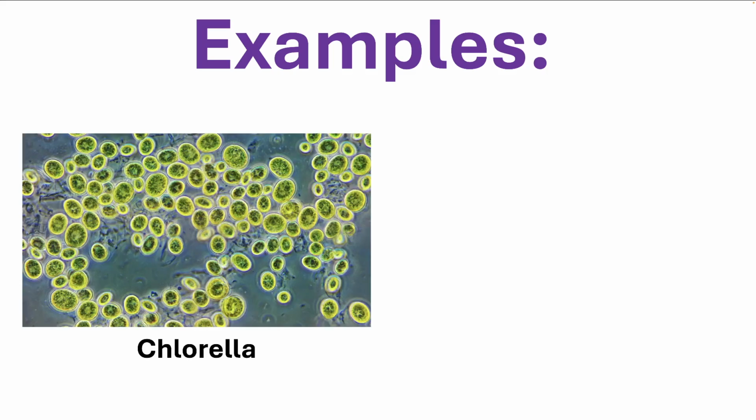As far as examples go, you have to know these two protoctists. The first is chlorella, which is similar in structure to a plant cell and can photosynthesize. You can see that they're green, which we know is because of that presence of chlorophyll, that green pigment.